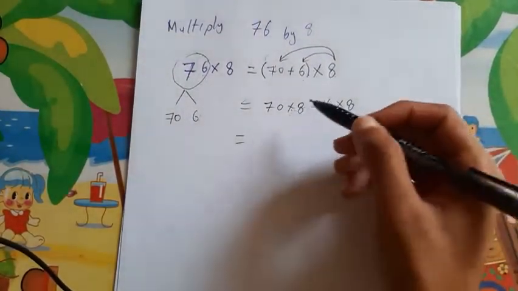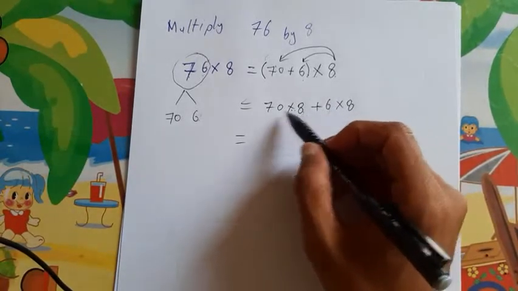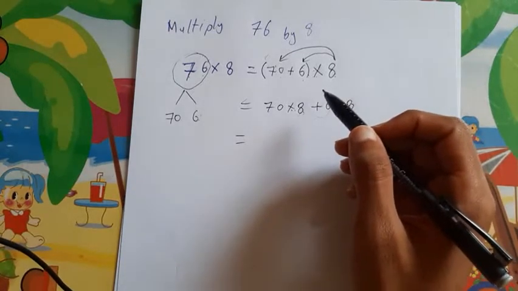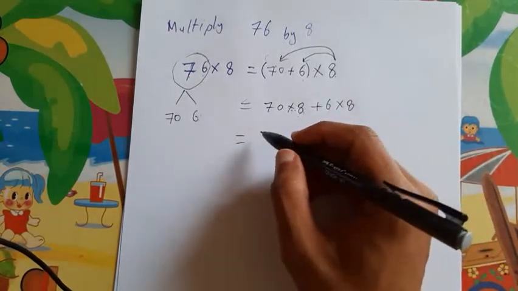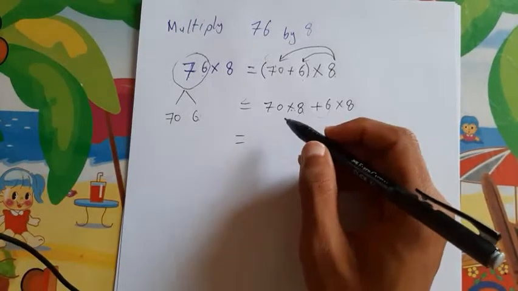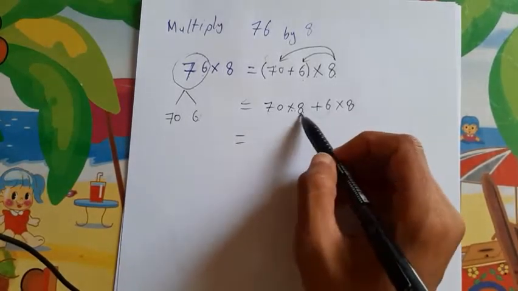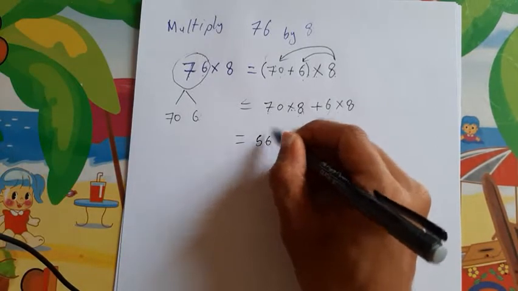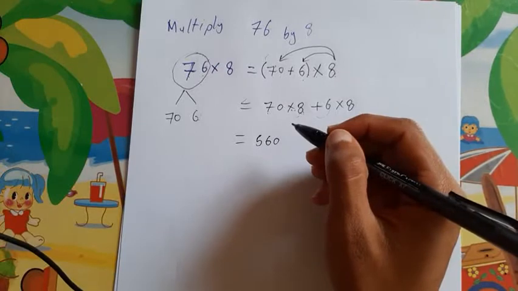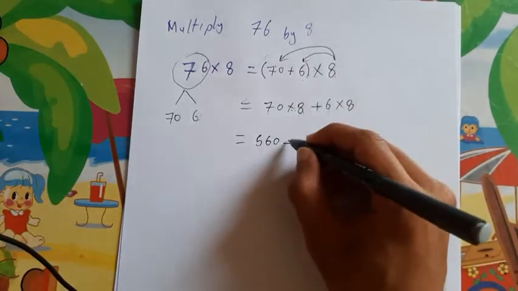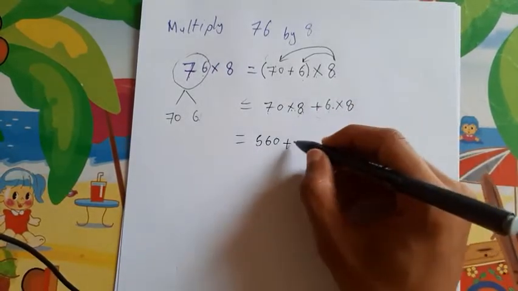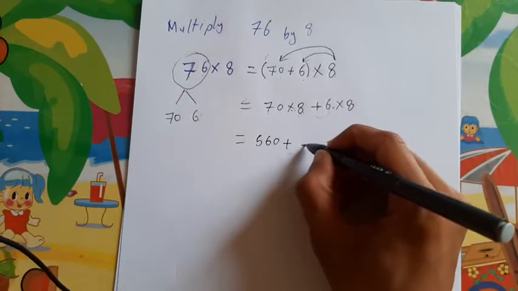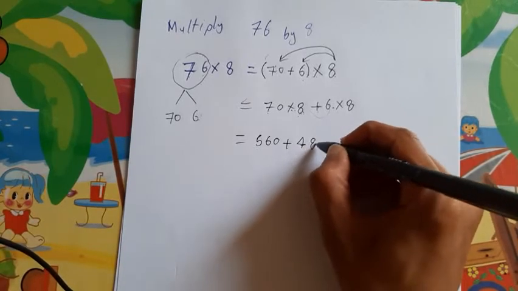70 multiplied by 8, I just need to multiply the 8 by 7. 8 times 7 is what? 65, right? Or 56? 56, right? 7 times 8 is 56. So the 0 here, right? And this is the addition. 6 times 8 is 48, right?